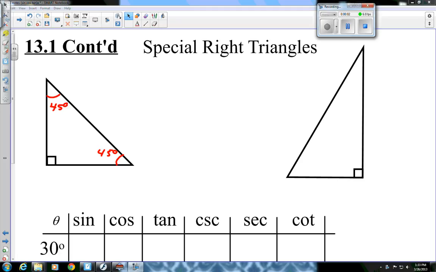Review from yesterday, 13.1. We're going to talk about special right triangles. So if I have a triangle that I know is a right triangle and I know one angle is 45 degrees, then we know that the other angle has to be 45 degrees. So what can you tell me about the length of the two sides? The two legs? The same. They're the same.